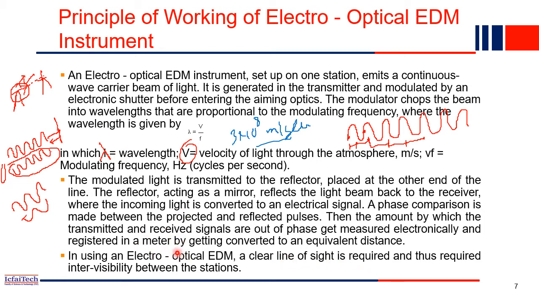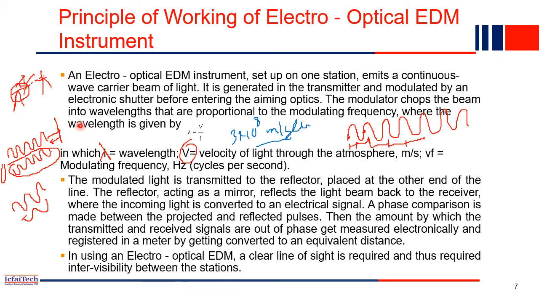But if you are sending other rays, for example microwaves, and a small or thin obstacle is in the middle, the microwave can penetrate through this obstacle and be received there, right? But optical light cannot pass through an obstacle. So if you are using the electro-optical EDM instrument, where optical light is sent from the instrument, again you need a clear line of sight, meaning there should not be any obstacle in the center. That is the meaning here. Thus intervisibility between the stations is required.